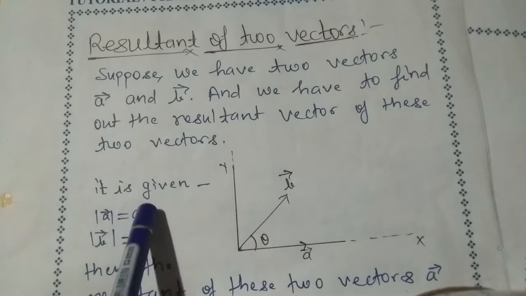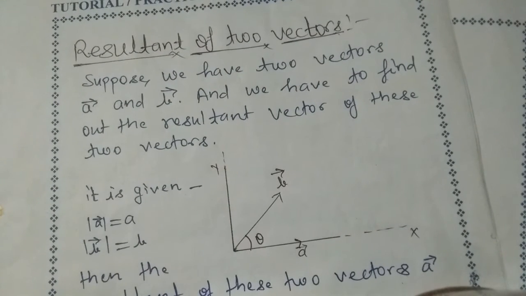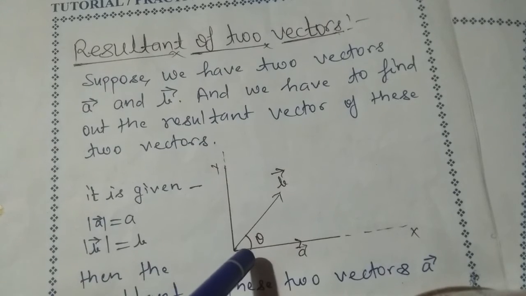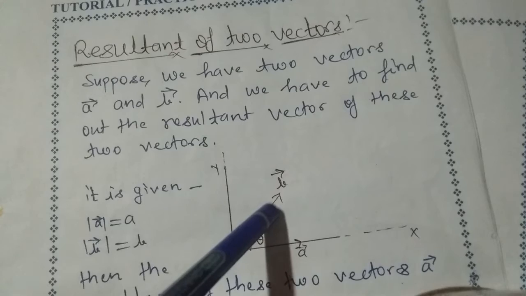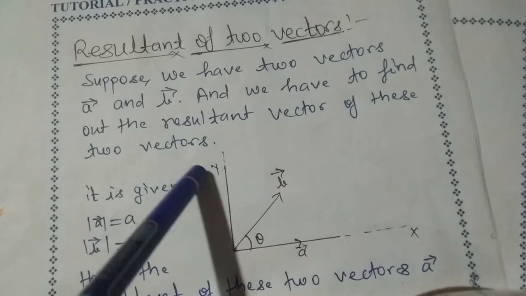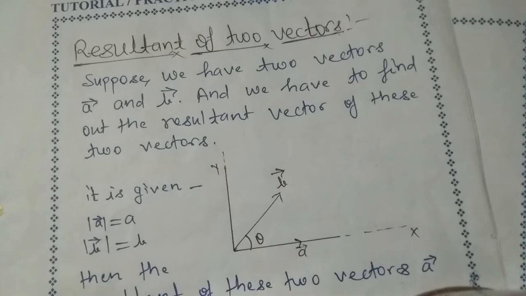It is given that the mod of vector A is equal to A, and the mod of vector B is equal to B. If I plot the vectors in the xy plane, this is vector A and this is vector B. This is the x-axis and this is the y-axis, and the angle between vector A and vector B is theta.